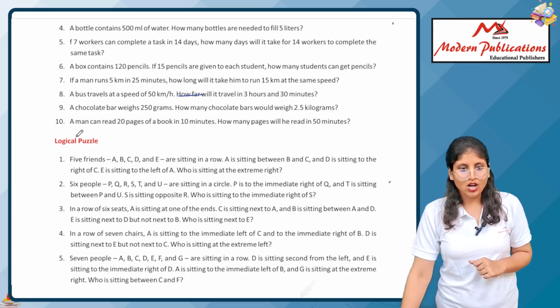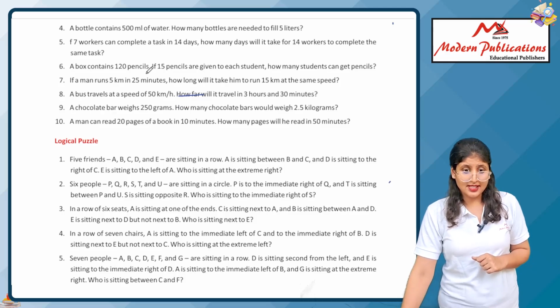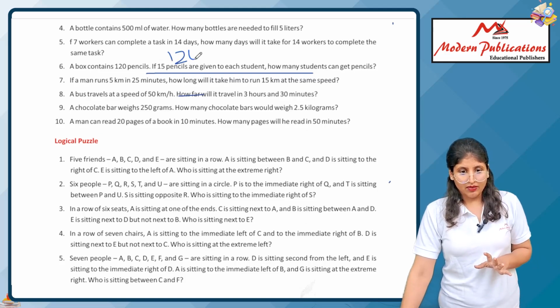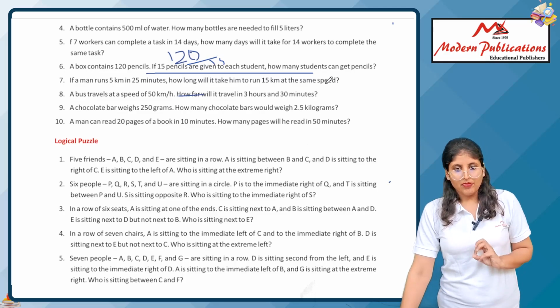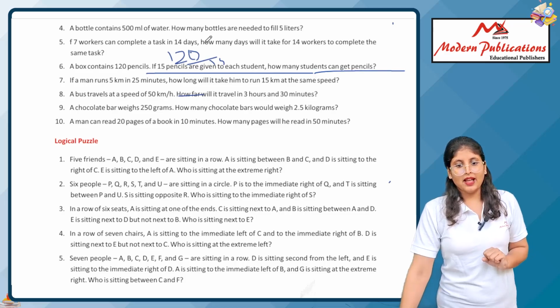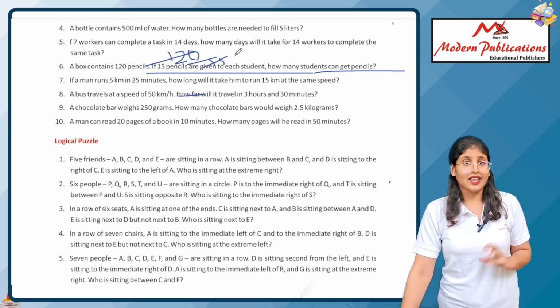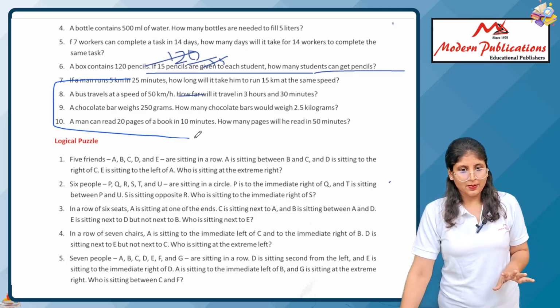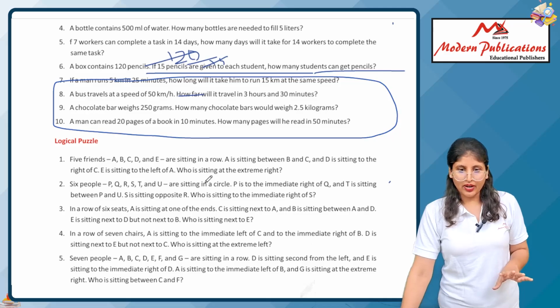Next is a box contains 120 pencils. If 15 pencils are given to each student, it means one student gets 15 pencils. How many students get pencils? It is easier. Now I am thinking you can do it. Again, the speed, distance and time questions are there. Just try it yourself.